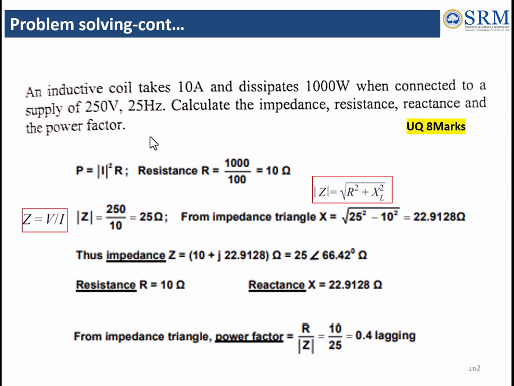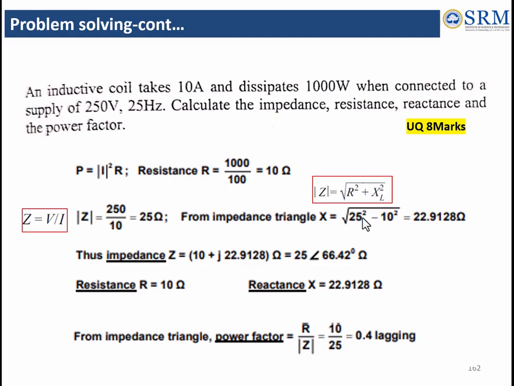From the given data, we know from the power formula P is I square into R. Since current is known, we find the R value, that is P by I square. 1000 watts by 10 ampere square is 10 ohms. To find the magnitude of impedance, it is going to be voltage 250 volt divided by 10 ampere, that is 25 ohm. This is the magnitude of impedance. To find the actual impedance, we need to know the reactance also.